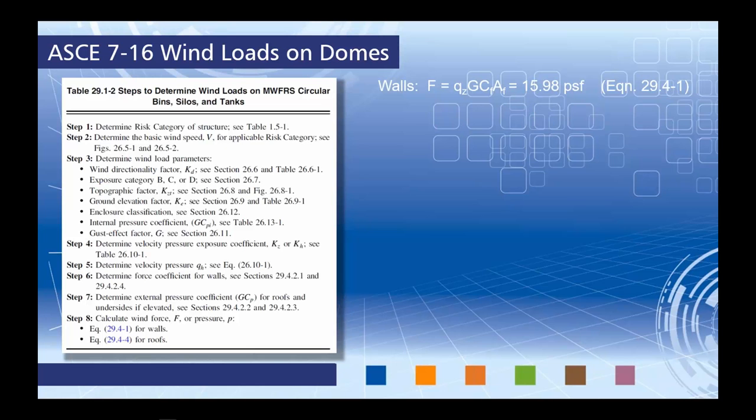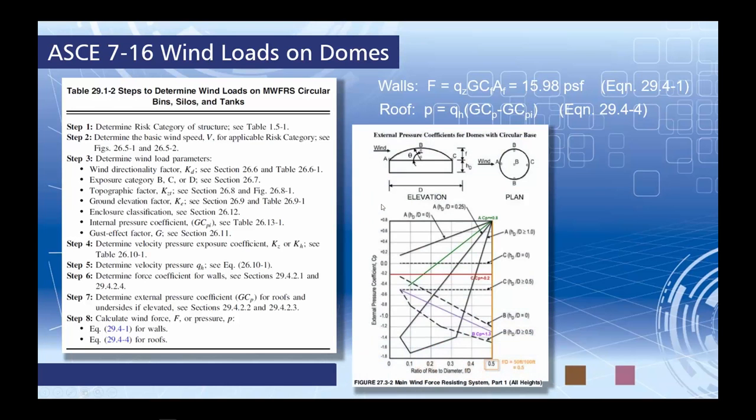Now, that's the total pressure. The dome roof is a little bit more complicated. Again, this is referencing equation 29.4-4 from step 8 here. And this in turn references us to figure 27.3-2 for dome roofs. Now this is actually adopted from the Eurocode and was only available within the ASCE 7 within the last couple of releases.